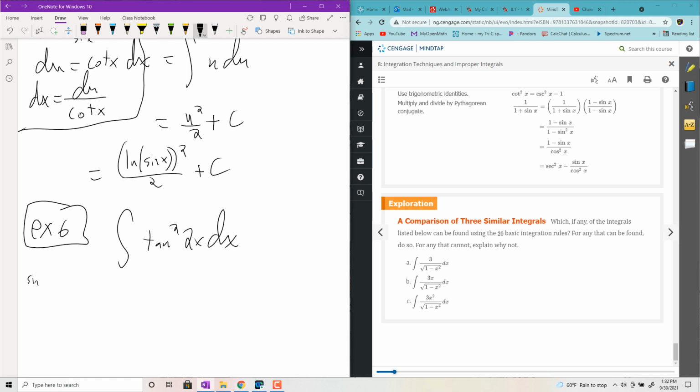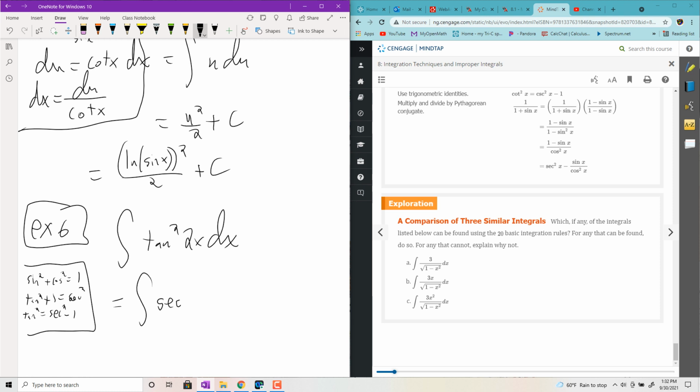So if you start with our Pythagorean identity, sine squared plus cosine squared equals 1, divide everything by cosine squared, you get tan squared plus 1 equals secant squared. And so tan squared must be equal to secant squared minus 1. So we could do a substitution, and then we'll have two integrals that we can do.